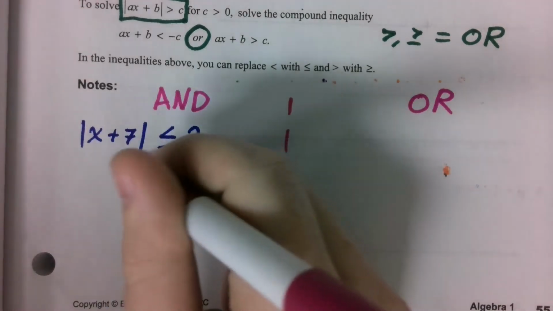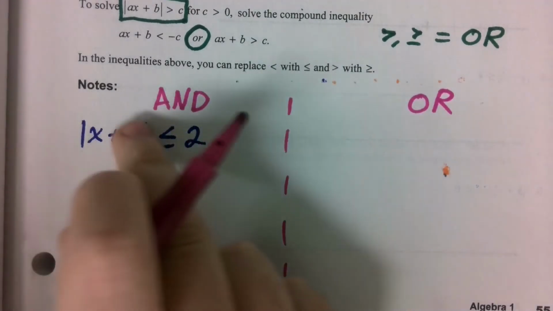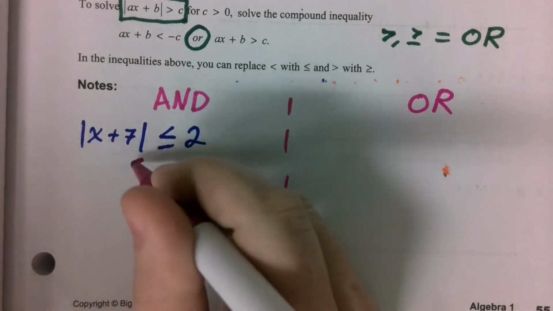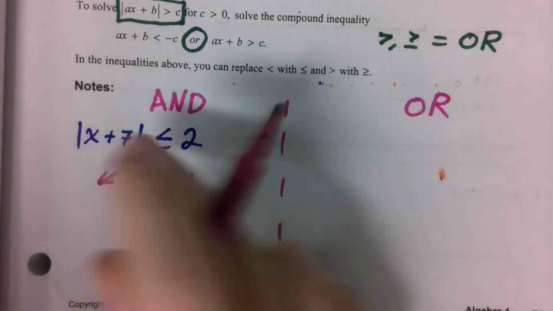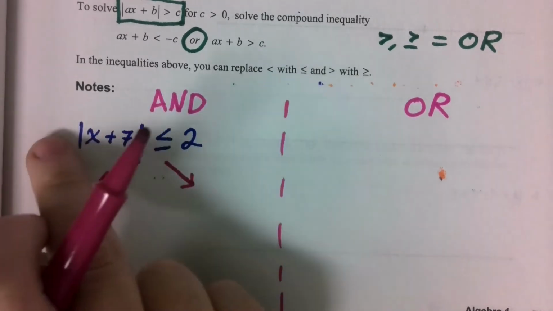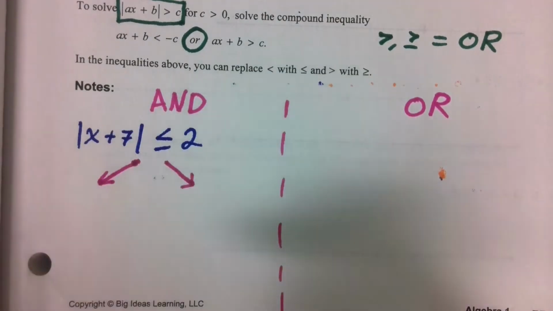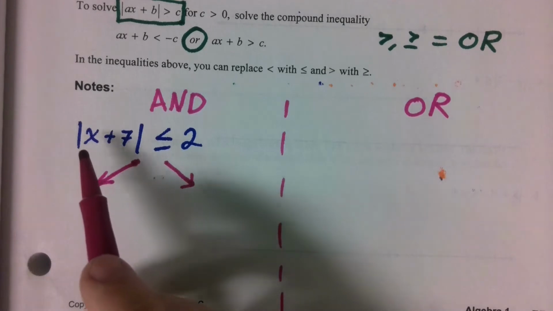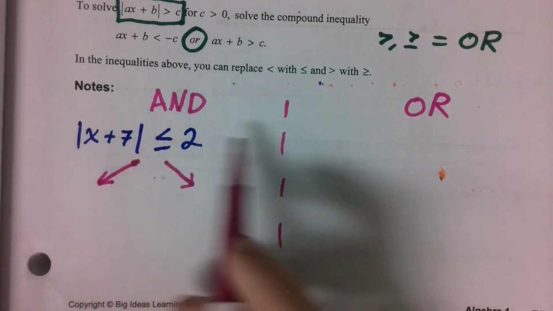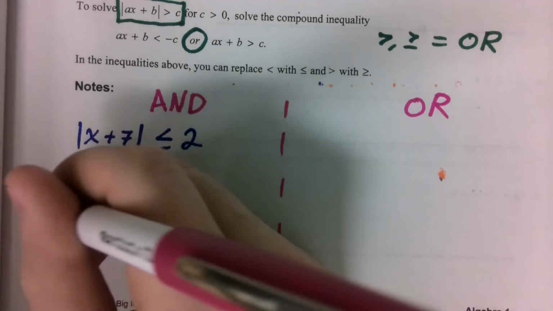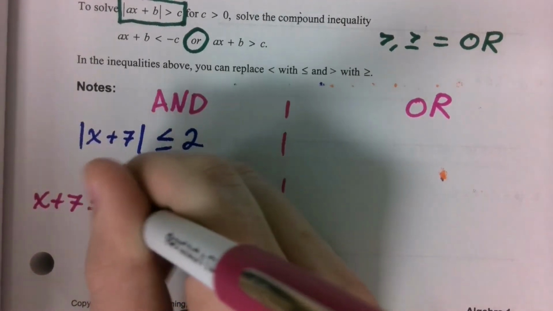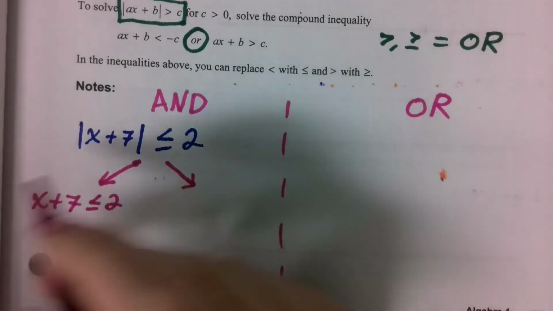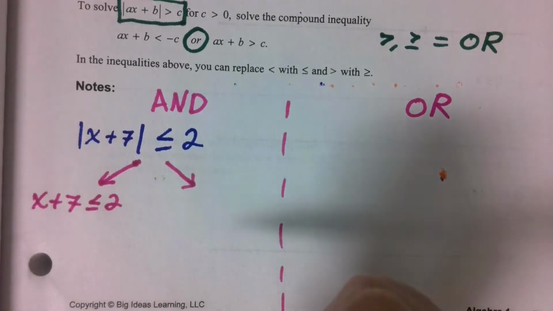So just like before, we want to split as soon as we have our absolute value all by itself. It has to be all by itself before you can split, though. Since there's nothing else on this side but the absolute value, we can split. So our first version will look exactly the same as this. We'd have x plus 7 is less than or equal to 2. And we would solve this like normal.